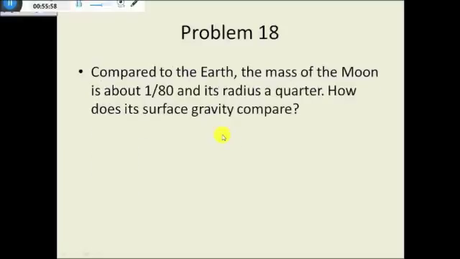Okay, and then a similar question about the moon. So I'll give you the answer. Compared to the Earth, the mass of the moon is about 1/80th, so much less, and the radius is 1/4. How does the surface gravity compare? I've got a value here. It's about 20% of the Earth's gravity, so about 1/5 of the Earth's gravity. So quite a bit less.